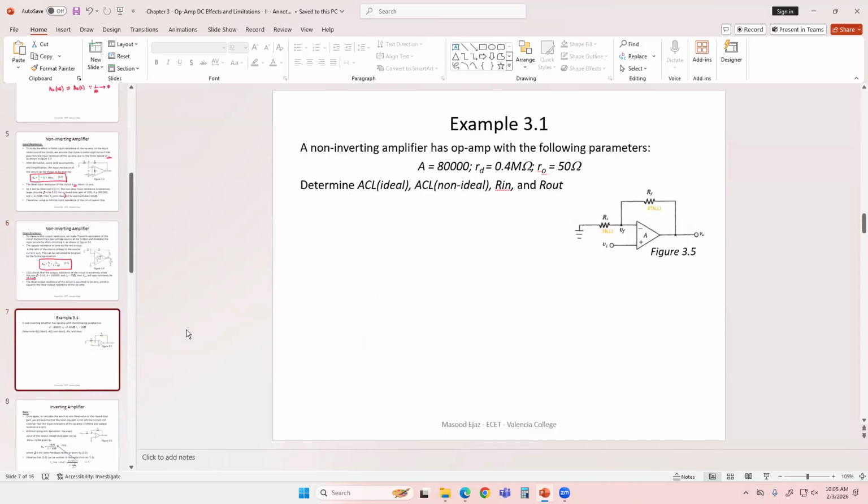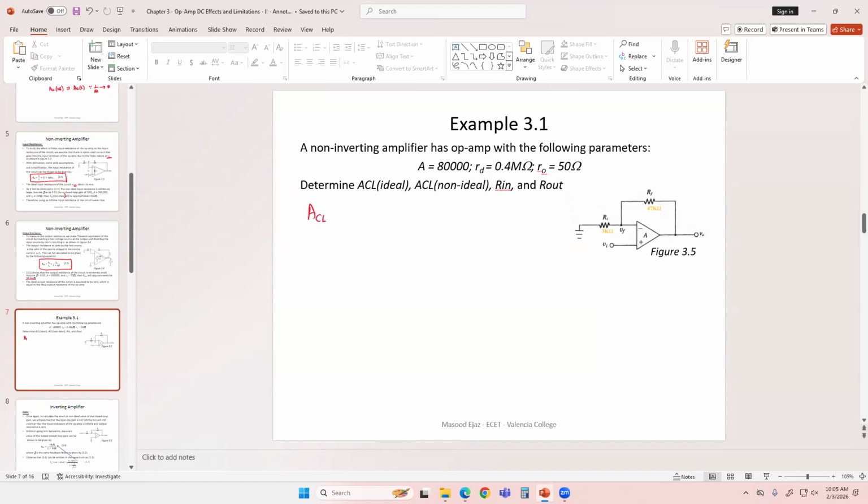Quick example: a non-inverting amplifier has an op amp with the following parameters. 800,000 is the open loop gain, the differential resistance is 0.4 megaohm, and the output resistance is 50 ohm. Determine ACL ideal, ACL non-ideal, R input, and R output. So it's just simple calculations.